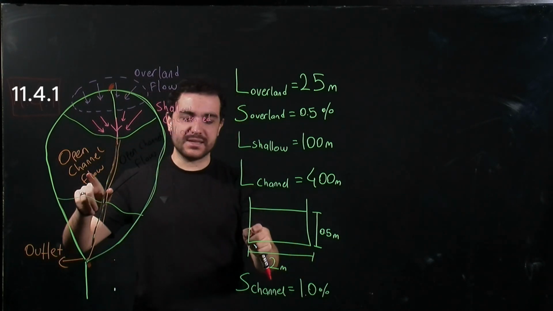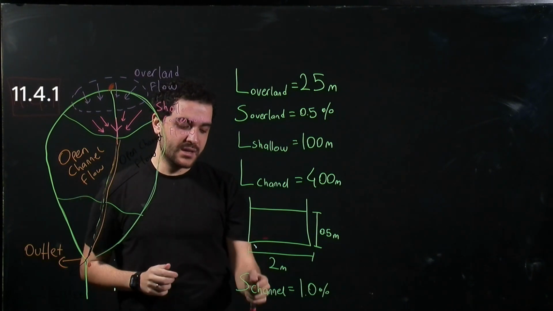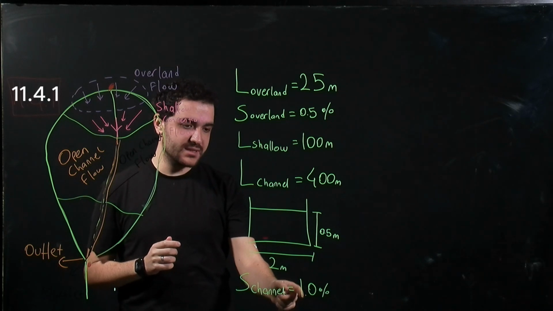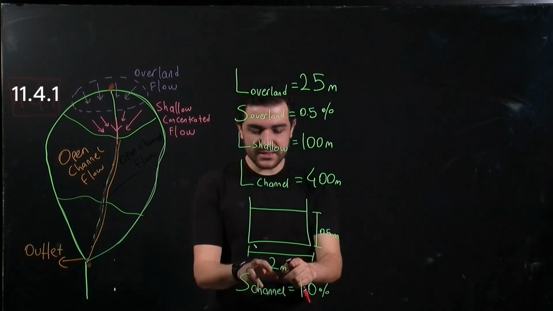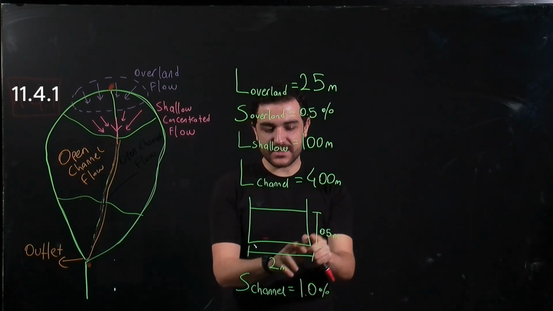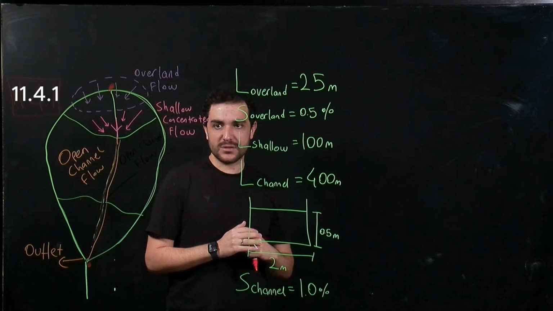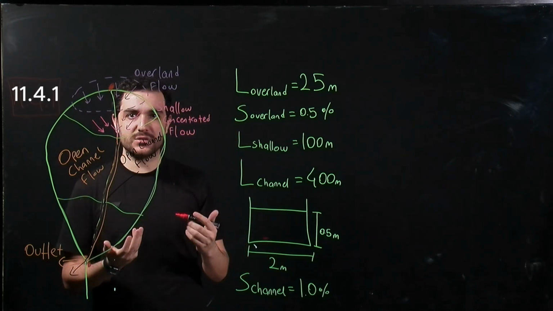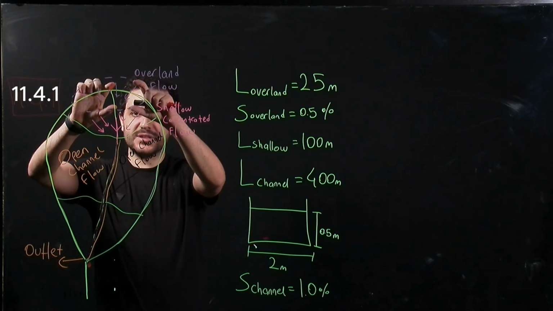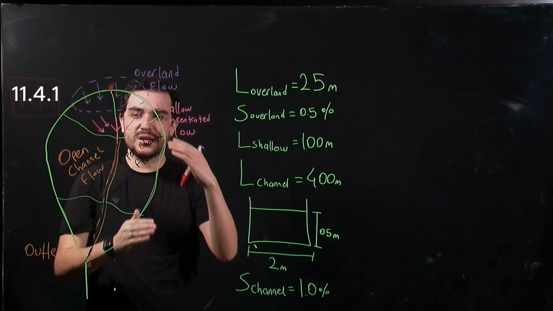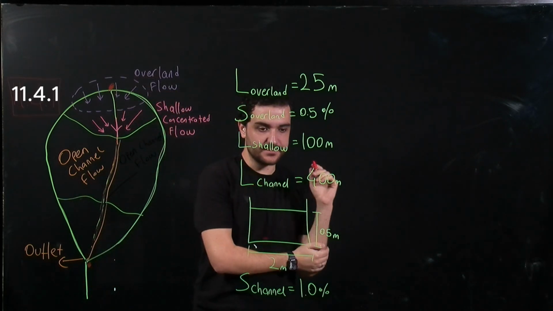And finally, we see the open channel flow properties. It is a rectangular channel and it has a slope of 1% and its length is 400 meters. And it's 2 meters wide and 0.5 meters deep. So let's get started. What we are going to do is calculate the time for each flow type, and at the end we are going to sum all of these and obtain the time of concentration.